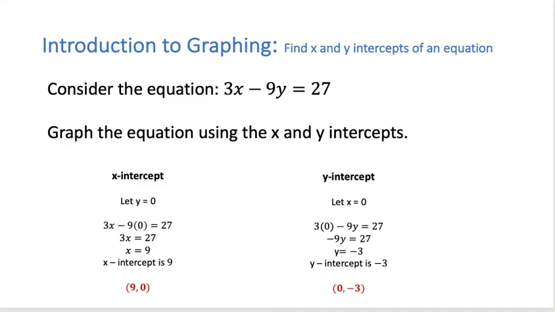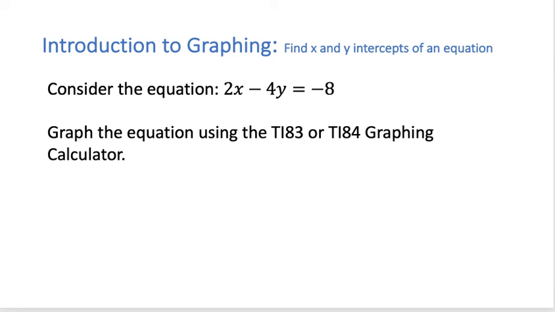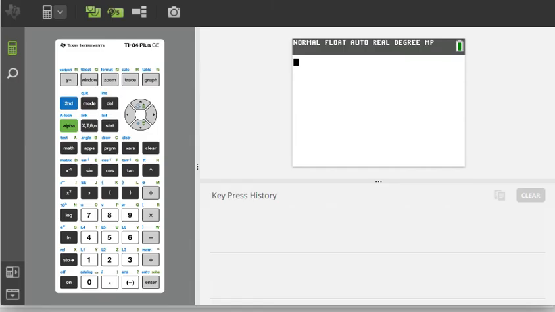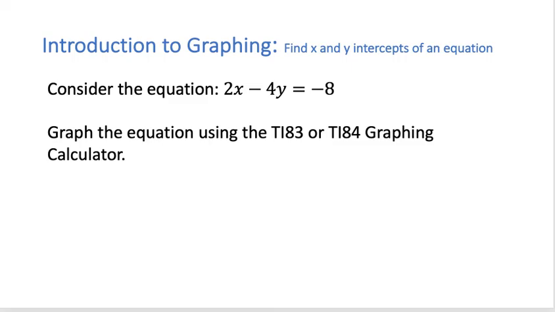The next thing I want to do is show you how to do this on the calculator. So I went back to the other equation, 2x minus 4y equals -8. We want to graph this equation using the TI-83 or TI-84 graphing calculator. Some of you might be unfamiliar with it, and I don't want you to worry about that. We'll go over that together. So let me pull up my calculator. So remember, we want to be graphing that equation. I forget what the equation was. 2x minus 4y equals -8. So I'm going to show you this.